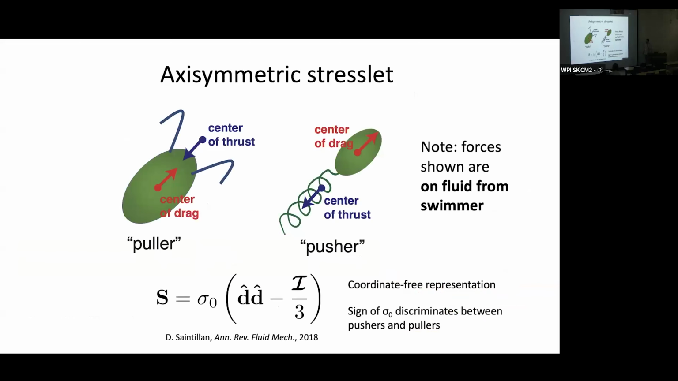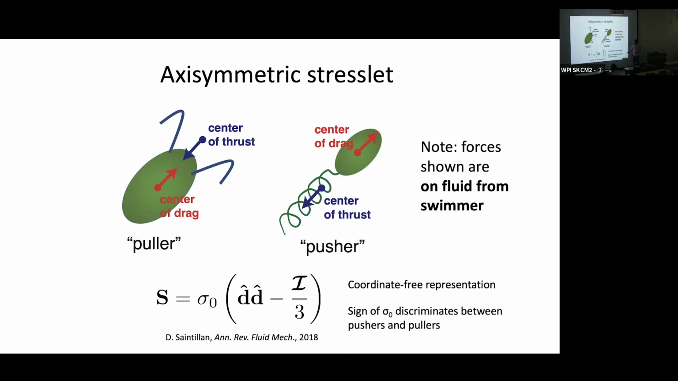Now, most people in this literature consider axisymmetric stresslets. So they have a thrust force and a drag force that are collinear, and they're separated by some distance. That's the little d. The reason the thrust is pointing towards the swimmer is because we're showing forces on the fluid from the swimmer. So the drag is in the direction of motion. The thrust is opposite the direction of motion. And you see the thrust here is in the direction of the swimming motion. So this is a puller. Here, the thrust is behind the direction of motion.